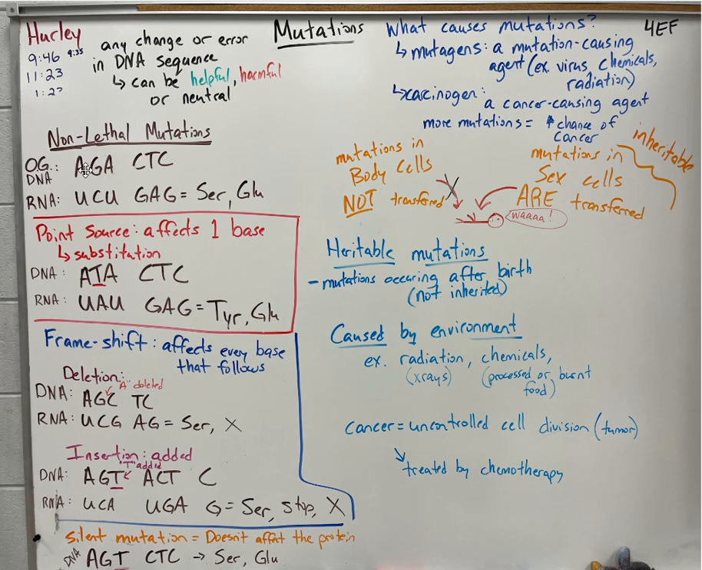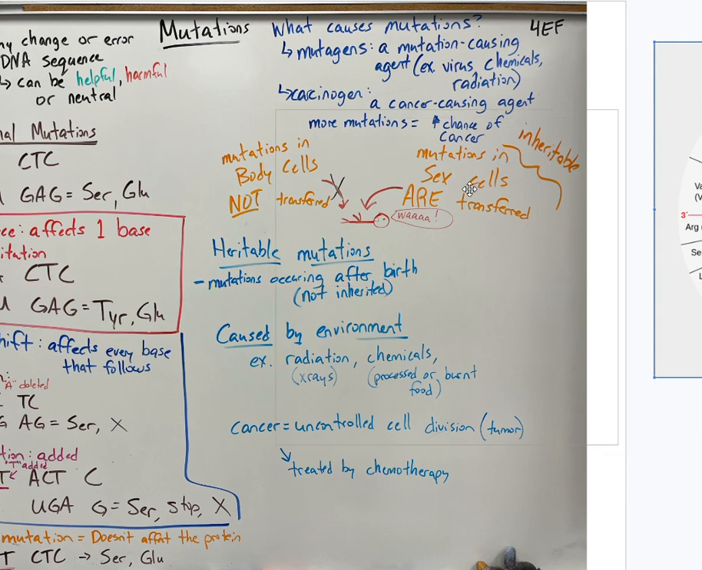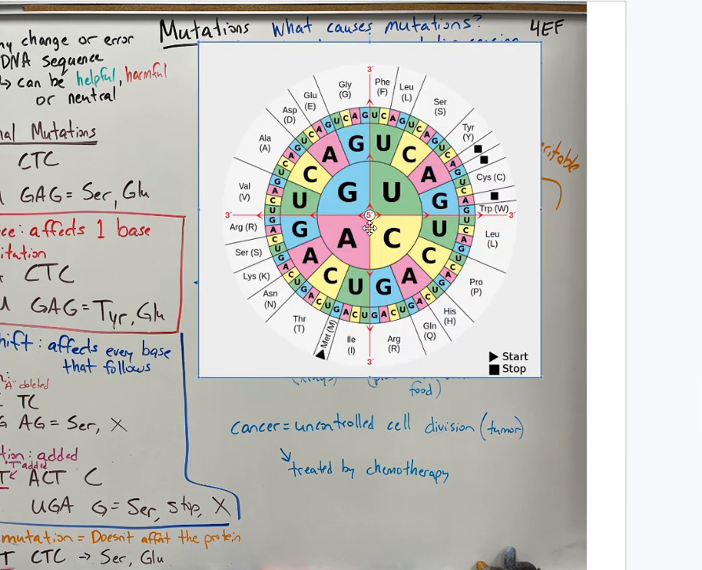So here's the DNA, AGA, CTC, and the transcription of that DNA is going to be an RNA, and that RNA gets you SER and GLU. You can look right here, and this is a codon chart, or a codon wheel, where we can use the RNA to figure out what amino acid there is. And we can see UCU is going to be U, and then C, and then U. That's going to be SER.